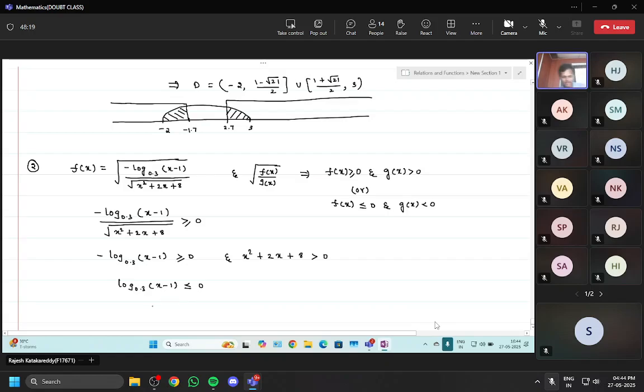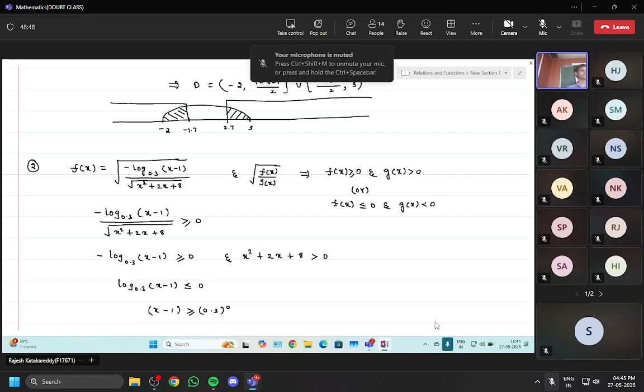Now I think I have mentioned something like this, it only came to my mind now. When I am changing sides, the direction for base 0.3 will be reversed. x minus 1 is greater than or equals to 0.3 power 0. Here it is not required to put x minus 1 is greater than 0, because we are solving for a situation where x minus 1 is greater than or equals to 1. This implies by default x minus 1 is greater than 0. No need to consider it.